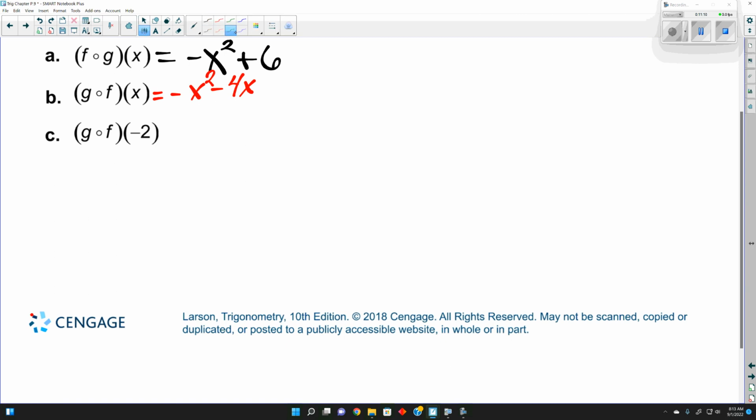Are you ready for the last one? g of f of negative 2. Now there's two ways that we could go about this. One of them is I would work from the inside out. If I hadn't actually gotten g of f of x, I would work this from the inside out.